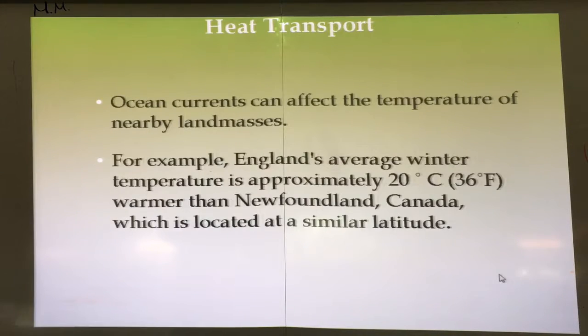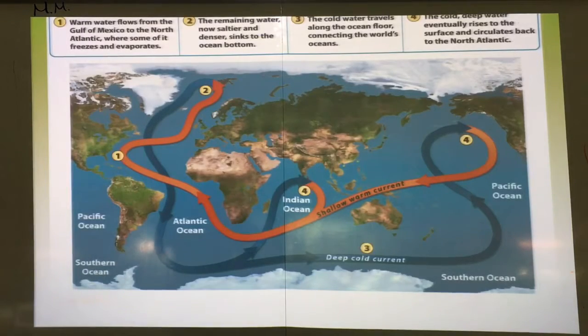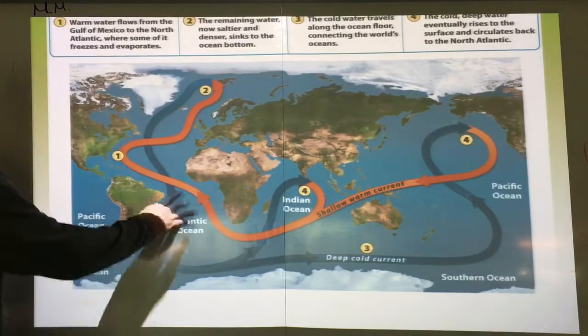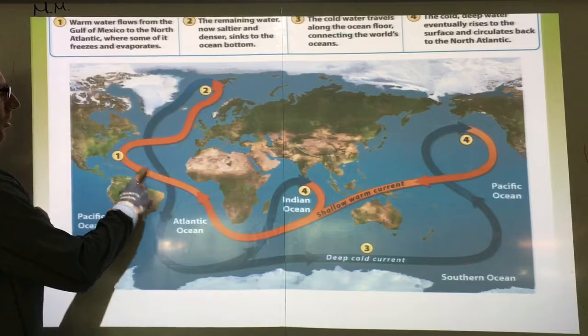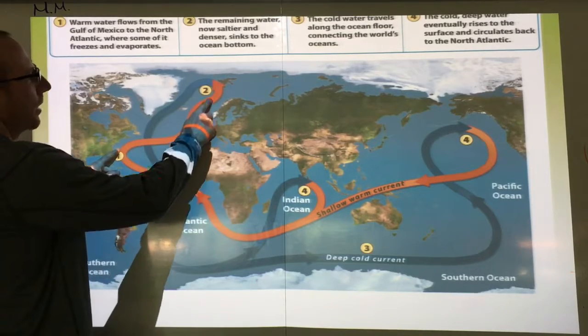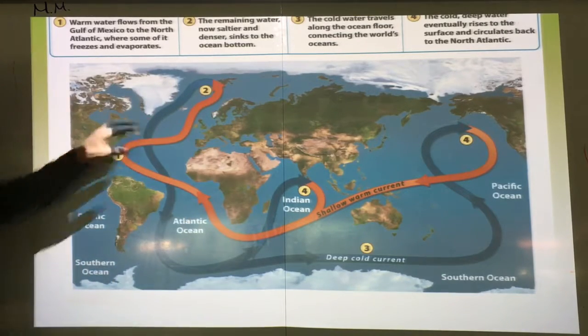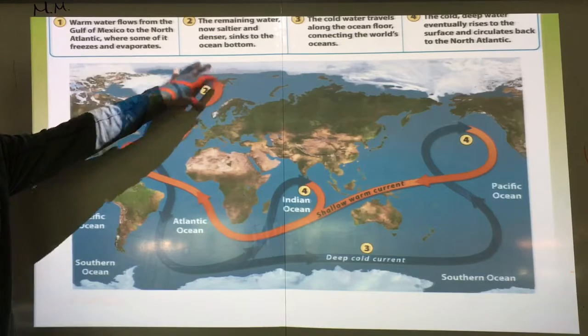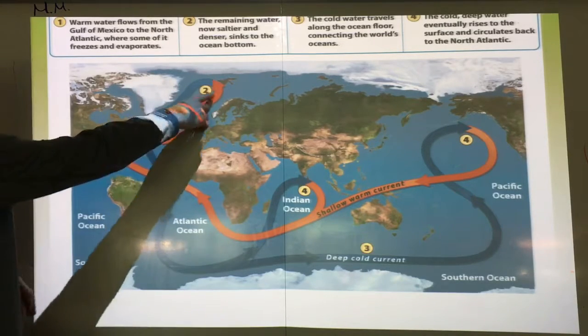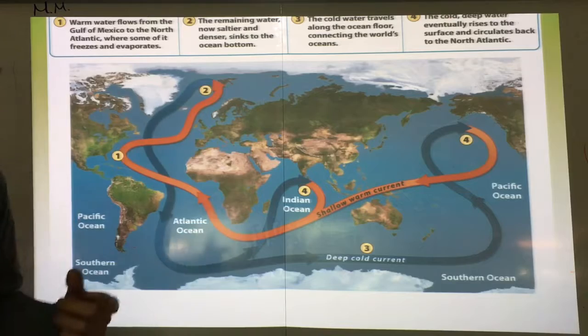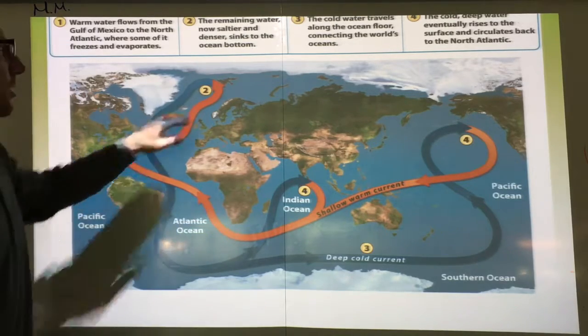So let's take a look at this one. What we've got going on here is along the surface. We have this warm air, but as it goes up here, it's going to get cooler as it moves north, and it's going to evaporate as well. And once it evaporates or freezes, the water is going to get saltier.